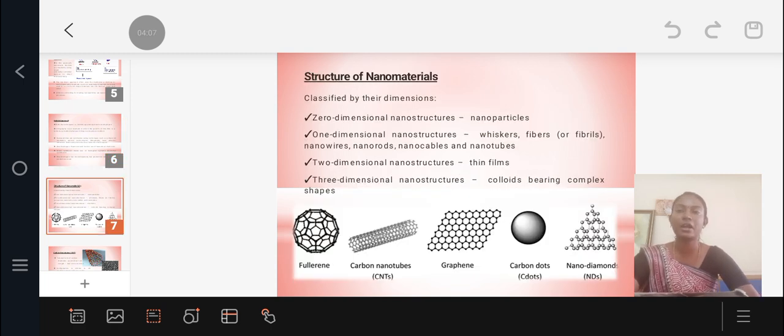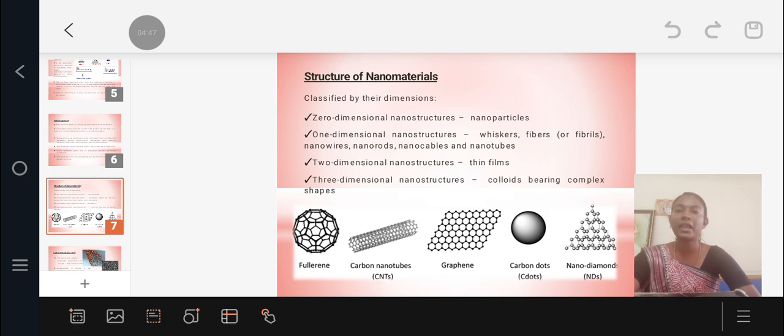Next, structure of nanomaterials. It is classified into four types. First, zero-dimensional nanostructure. Second, one-dimensional nanostructure. Third, two-dimensional nanostructure, and the last, three-dimensional nanostructure. One good example for zero-dimensional nanostructure is nanoparticles. One-dimensional nanostructures are nanowires, nanorods, nanocables and nanotubes. Two-dimensional nanostructure is thin film. Three-dimensional nanostructure is colloids bearing complex shapes.